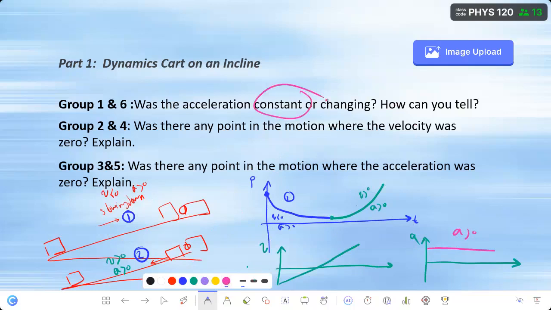Was there any point in the motion where the velocity was 0? Yes. Good. Because it moves up, stops, yes, and then moves back. It slows down, and you can just see here, this is a tangent line. The slope of the tangent line in the position versus time graph is the velocity. The slope of this tangent line is 0. Good. This is where the object is stopped. Good?